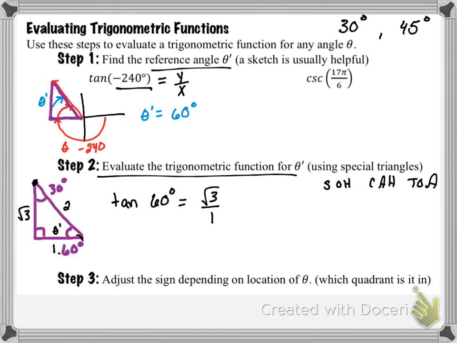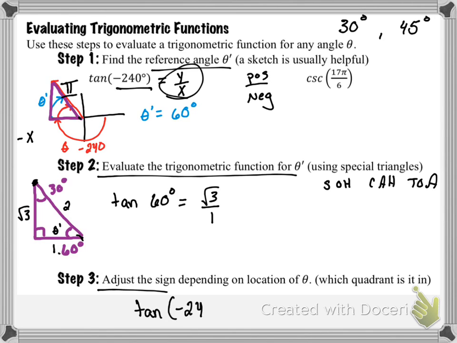But then for step 3, we need to adjust the sign depending on the location. So we know that this angle, negative 240, is in quadrant 2. What do we know about quadrant 2? In quadrant 2, x is negative, so my x's are negative, my y's are positive. Which means if tangent's y over x, y is positive over negative, so in this quadrant tangent's going to have to be negative. So the tangent of negative 240 is going to be negative root 3.